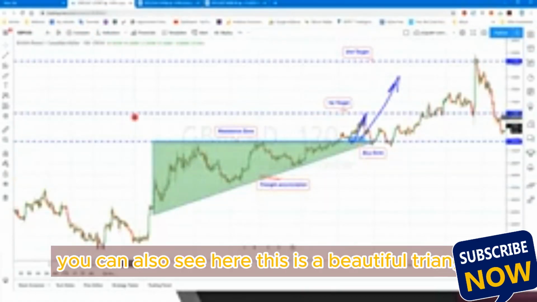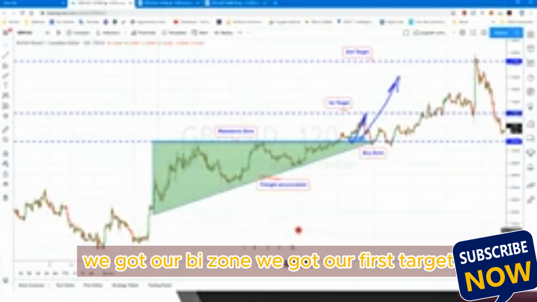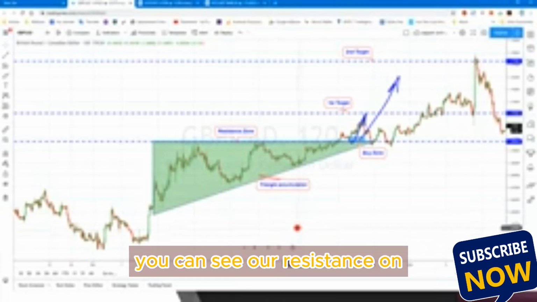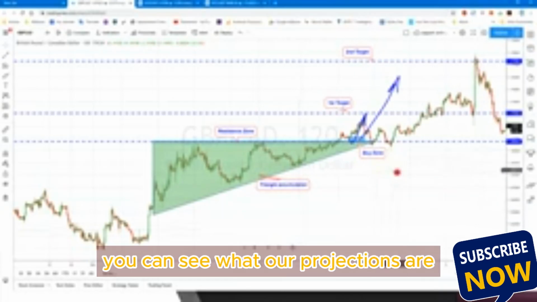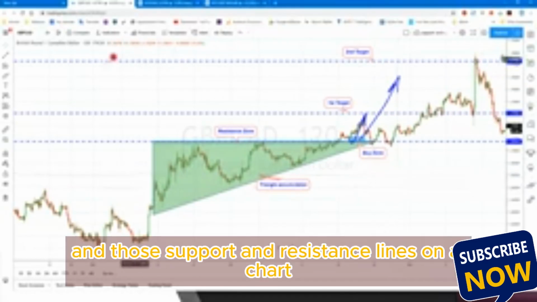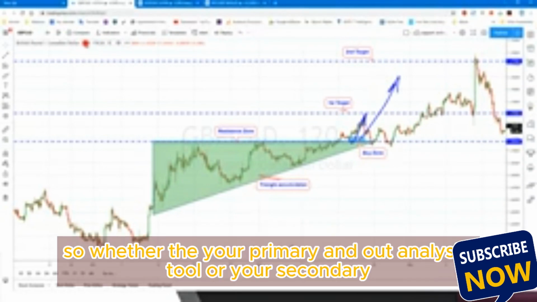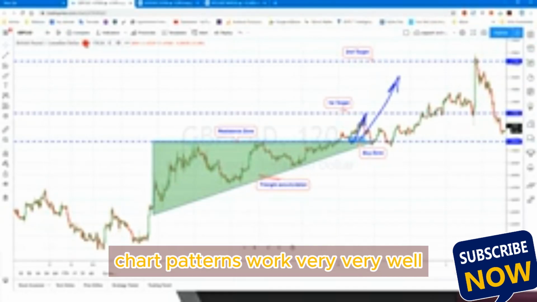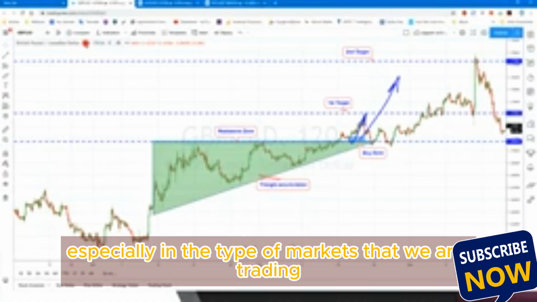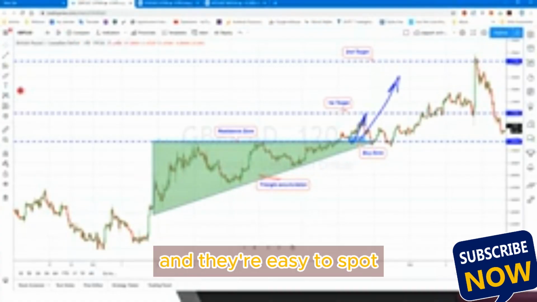You can also see here, this is a beautiful triangle. We got our buy zone, we got our first target, we got our target of price accumulation. You see our resistance, you can see what our projections are. All of this comes from that triangle and those support and resistance lines on a chart. So whether your primary analysis tool or your secondary, chart patterns work very, very well, especially in the type of markets that we are trading, and they're easy to spot.